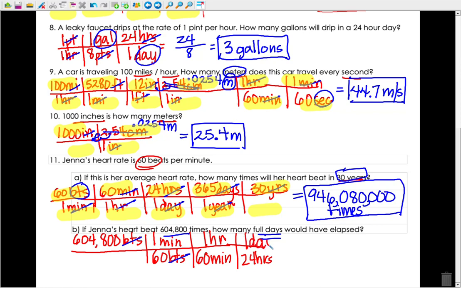Notice I am careful to write the units that I want to cancel out diagonal, so that minutes cancels with minutes, hours cancels with hours. From here, I will multiply across the top and across the bottom, and then I will divide. How many full days will have elapsed? Check your math. It should be 7 days.